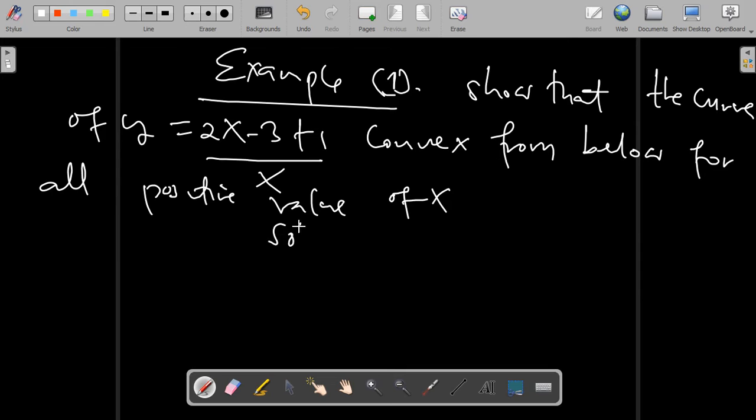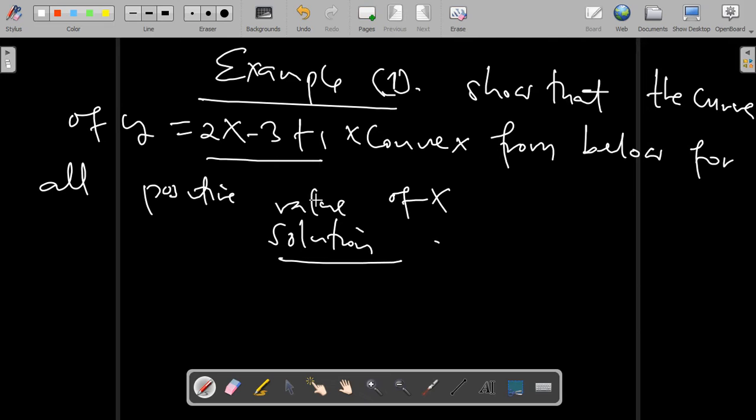Now, the solution. We are required to show that the curve is convex. I hope you know the convex condition is that when the second order derivative is positive, we conclude that it is a convex function. From this function, we conclude that it is convex from below for all positive values of x.